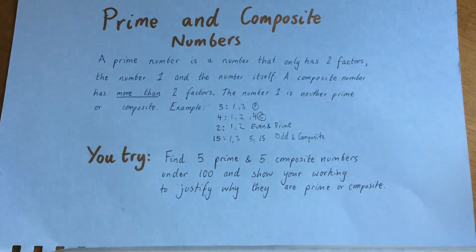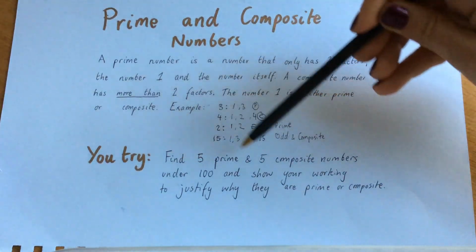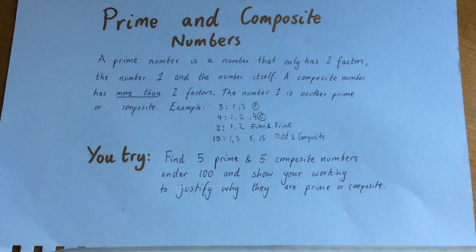Okay, so now you try by finding 5 prime and 5 composite numbers under 100. Any 5 that you choose, but remember to show your working out and justify why it is prime or composite.